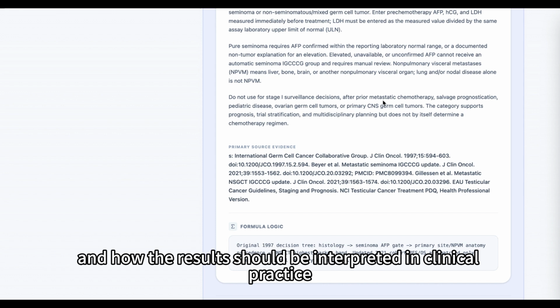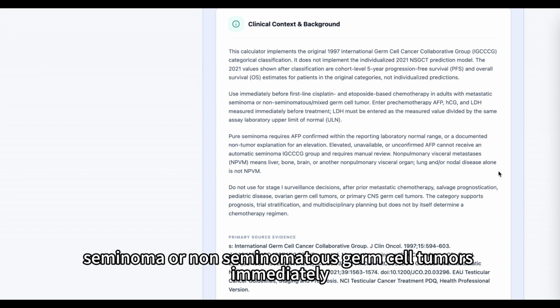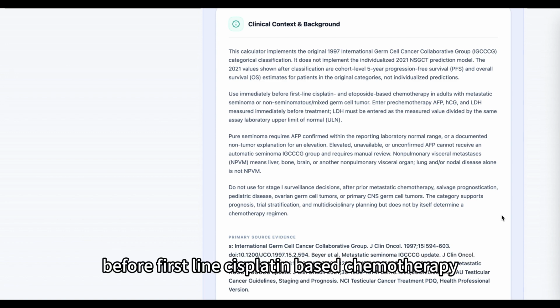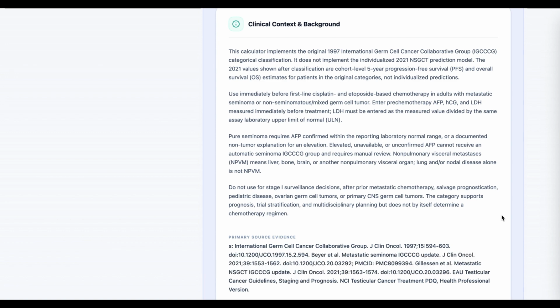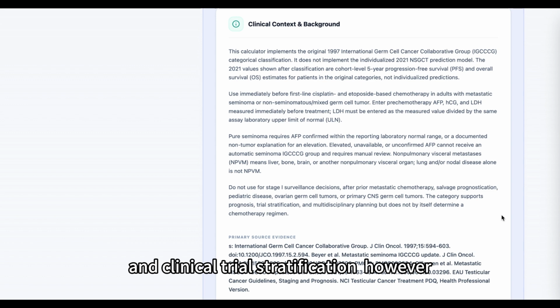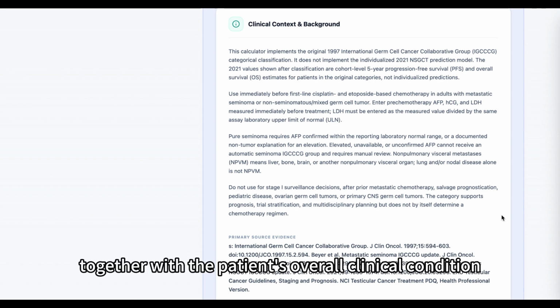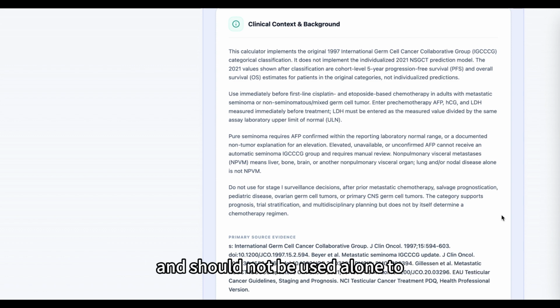This calculator is intended for adults with metastatic seminoma or non-seminomatous germ cell tumors immediately before first-line cisplatin-based chemotherapy. It provides standardized prognostic classification to support clinical discussion, patient counseling, and clinical trial stratification. However, the prognostic category should always be interpreted together with the patient's overall clinical condition and should not be used alone to determine an individual treatment plan.